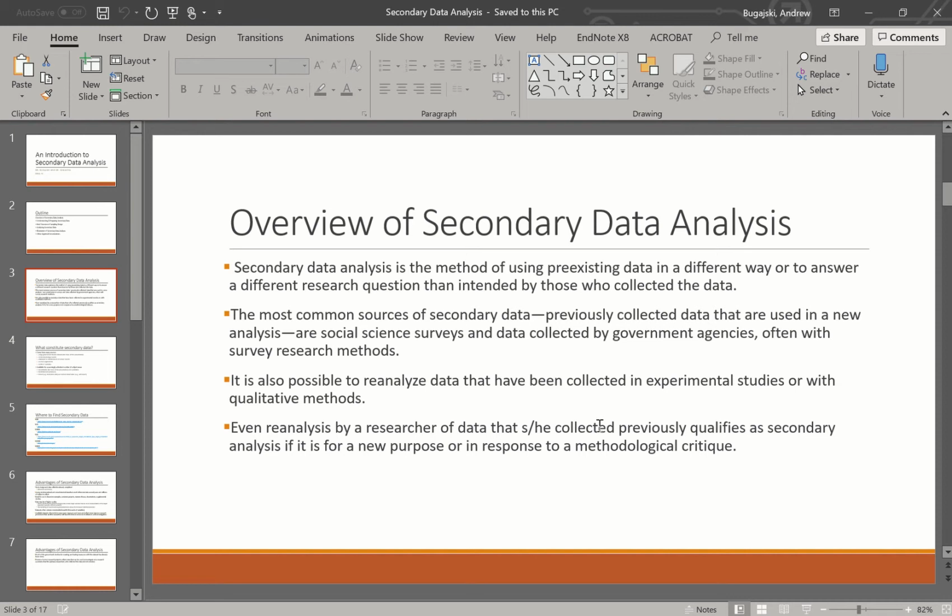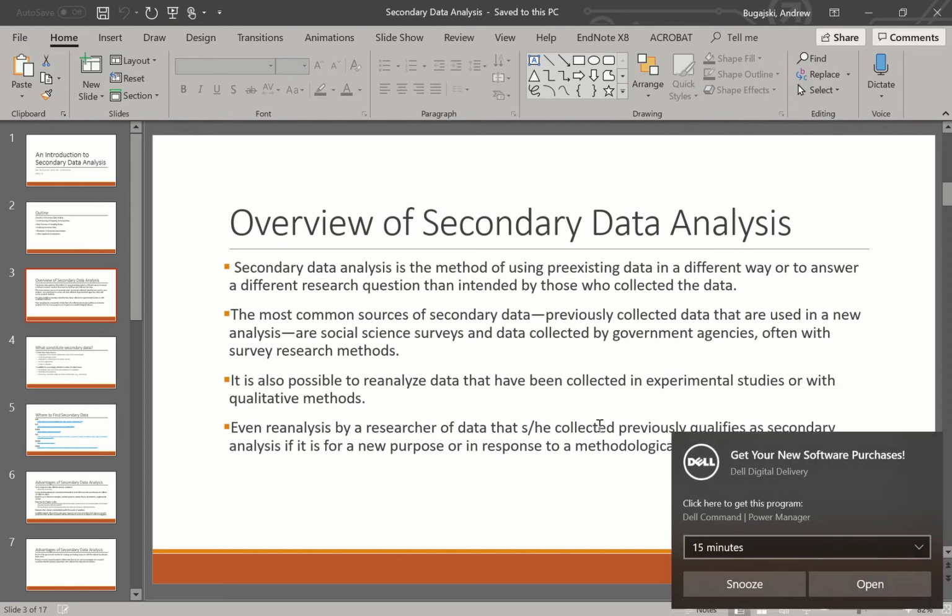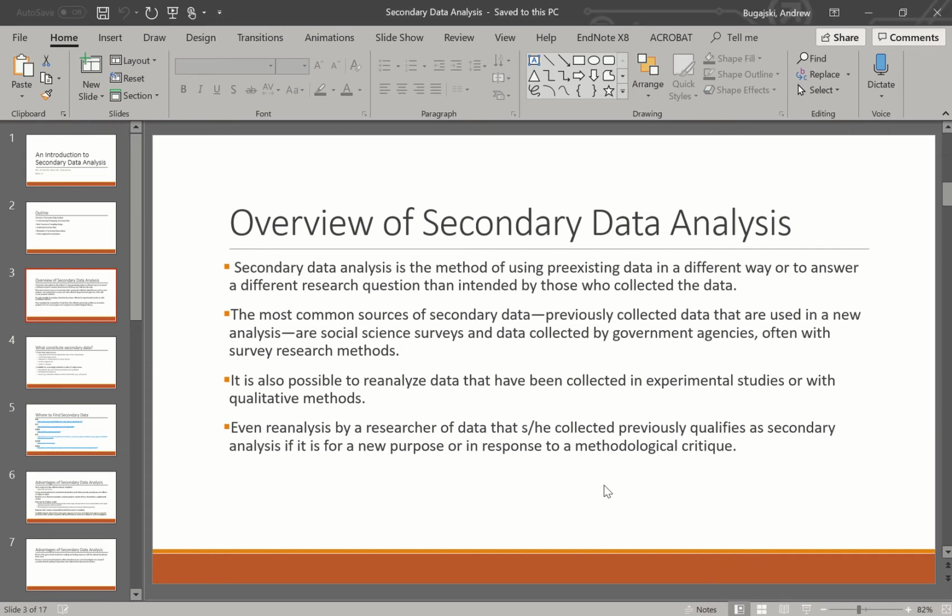Secondary data analysis, it's also possible to reanalyze data, like I said, to replicate experimental study findings, and it's also very possible to do a secondary data analysis with qualitative methods. If you have a different purpose in your qualitative report, you can go ahead and analyze those findings. And this bottom bullet's pretty important. Even if you're reanalyzing data from a researcher that he or she collected previously, this qualifies as secondary data because it's not the first time, right?